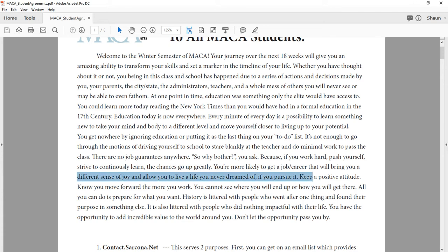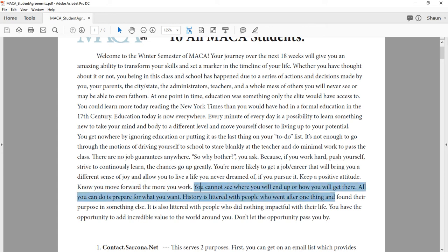Keep a positive attitude. You move forward the more you work. That could have been phrased better, probably. You cannot see where you will end up or how you will get there. All you can do is prepare for what you want.